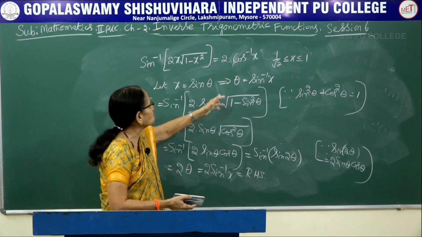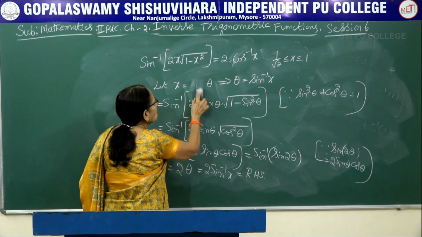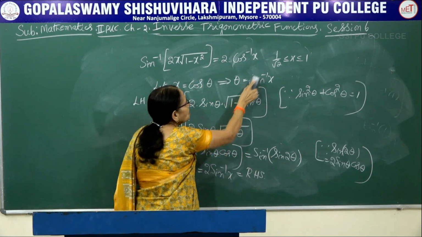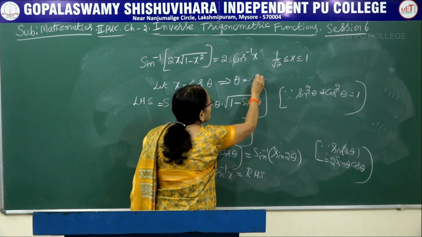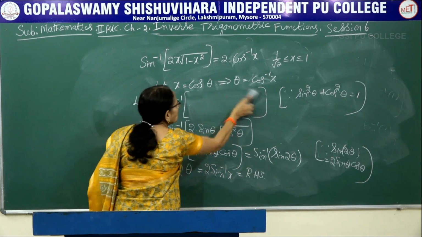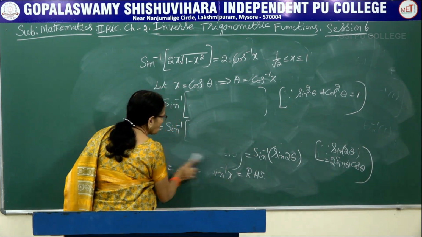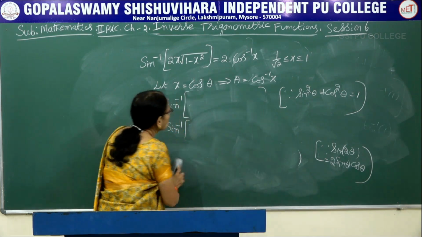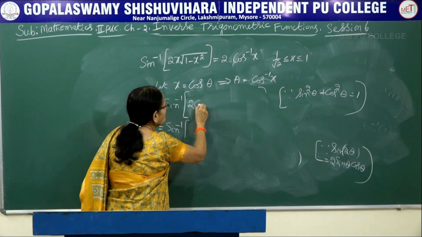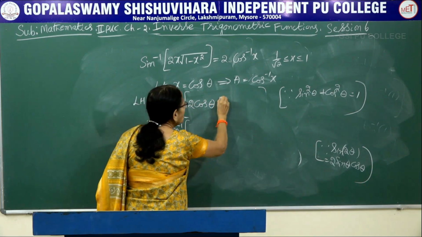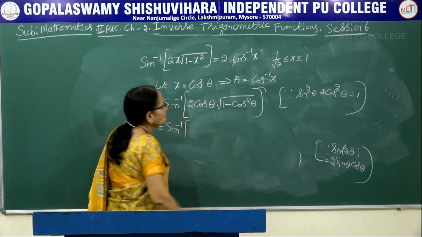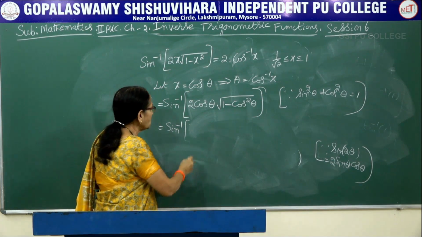Now in the earlier problem I took it as sine theta. So what should I take now? I have to take x is equal to cos theta. So here theta becomes cos inverse of x. Now let us write the value of x here in terms of theta. 2 into cos theta into root of 1 minus cos square theta.